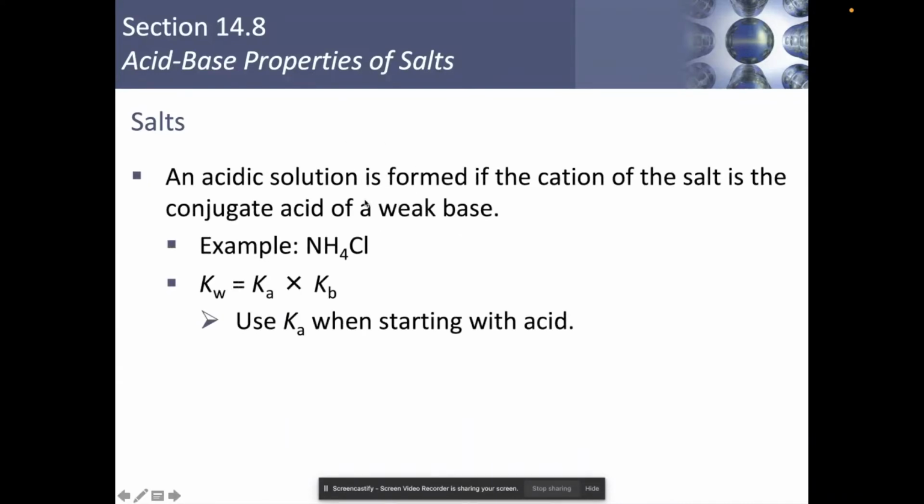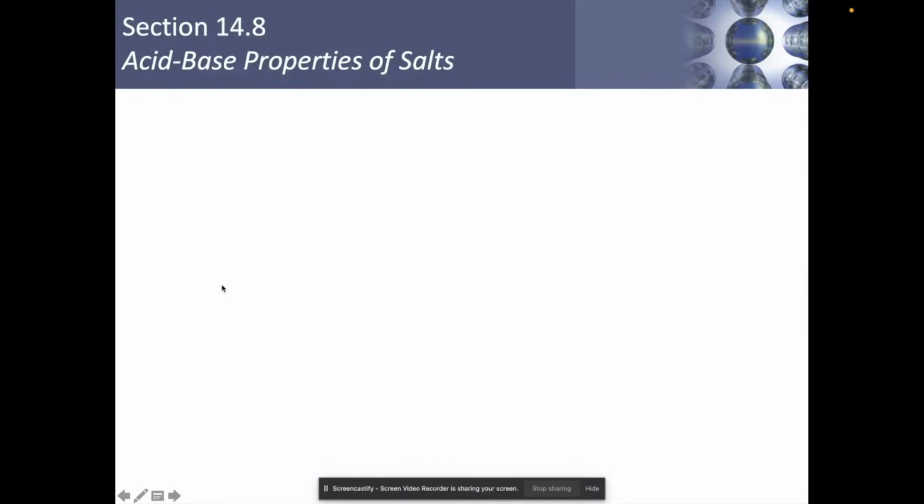Now, what about acidic solutions? If we have a cation of a salt that is the conjugate acid of a weak base, what we end up with is the opposite. We end up with an acidic solution as a result. So you can imagine ammonia, when mixed with water, forms ammonium ions. And so ammonium ions are weakly acidic. We would start with Ka when we're dealing with a weak acid. But again, if you multiply Ka by Kb, you get 1 times 10 to the negative 14.